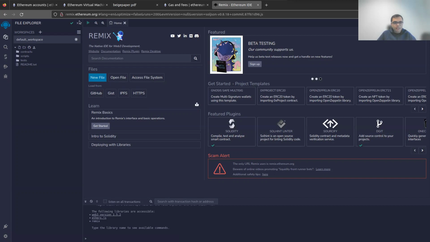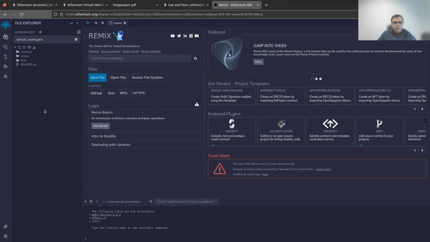So I'm going to use this IDE throughout this course. This is called Remix. It's an IDE created by the Ethereum Foundation. You can also use Remix, or you can just use plugins for any IDE that you like. So I'm going to start writing contracts here. And the language I'm going to use is Solidity.